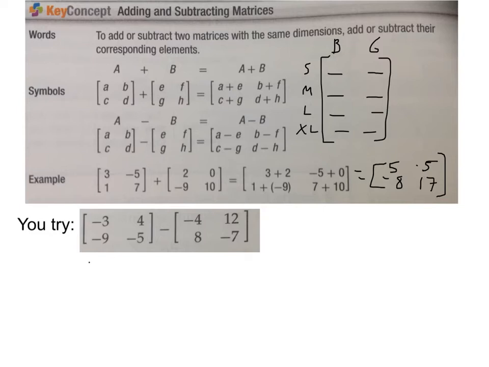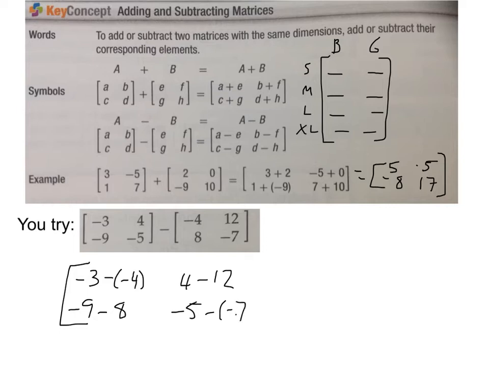Okay, so hopefully you set up the matrix and you said, okay, that's equal to negative 3 minus negative 4. That's your first number there. Then 4 minus 12, and negative 9 minus 8, and negative 5 minus negative 7. Okay, and that's equal to, let's see, a minus a negative makes a plus, so that's really negative 3 plus 4, which is 1. 4 minus 12 is negative 8. Negative 9 minus 8 is negative 17. And negative 5, remember, minus a negative really means plus, so negative 5 plus 7 is 2.